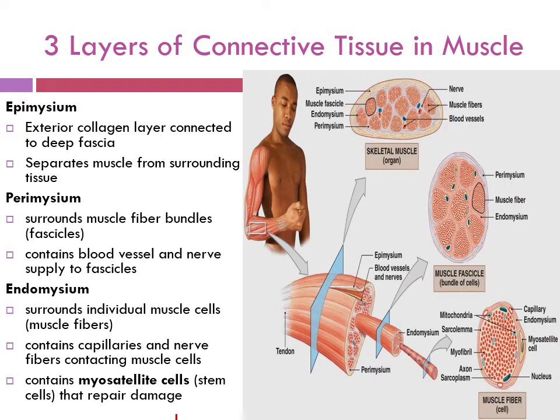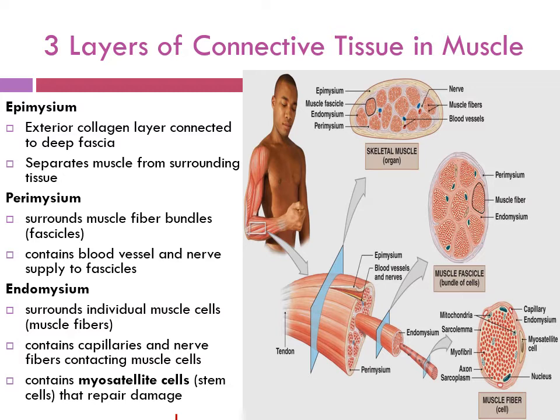The perimysium is going to separate the muscle into individual fascicles, so bundles of muscle fibers. If we were looking at the perimysium in this top picture, it would be the white area that is separating this into all of these different little bundles. That's the layer that contains the blood vessels and the nervous supply to the fascicles.